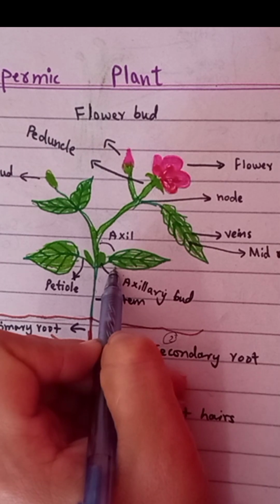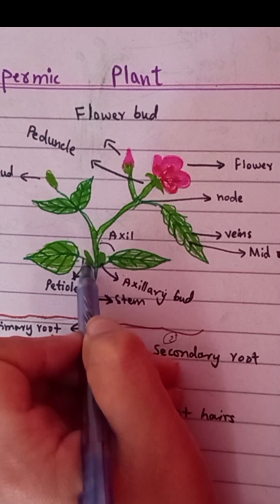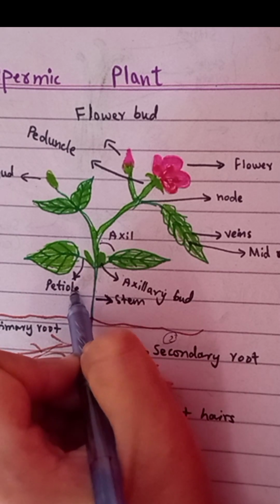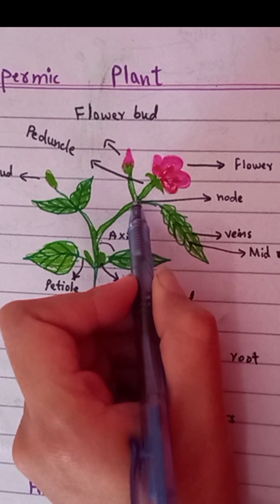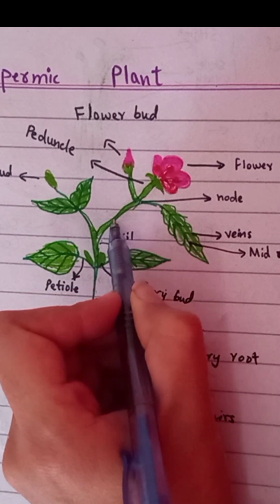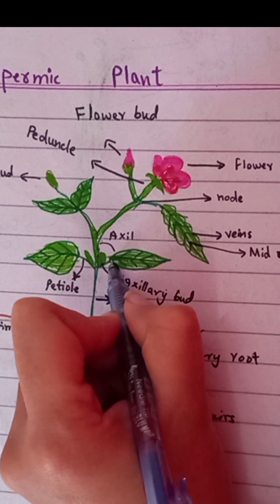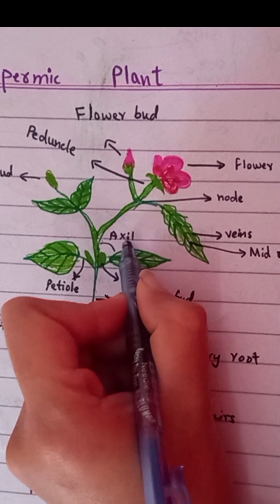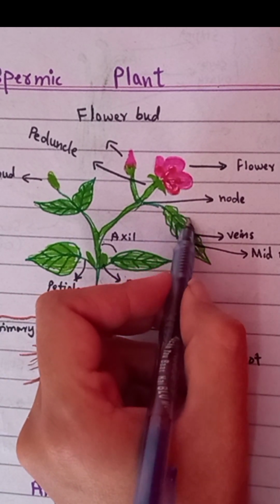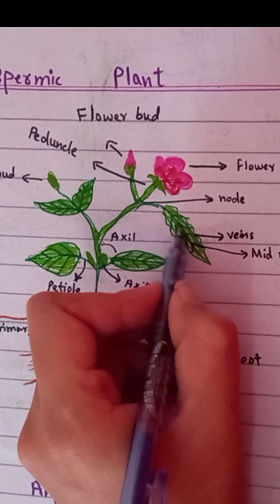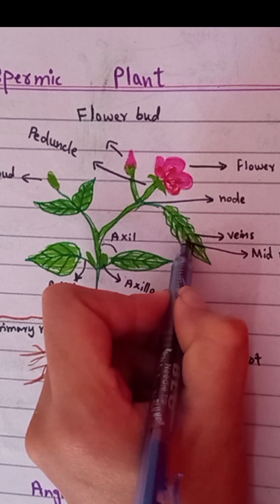Then we will move towards the next part of the angiospermic plant, that is the leaf. The stalk of the leaf is known as the petiole, and the region from where the leaf arises is known as the node. The region present between two successive nodes is known as the internode, and the region present between the leaf and the stem is known as the axil. So the leaf has margins, lamina, midrib, and veins.